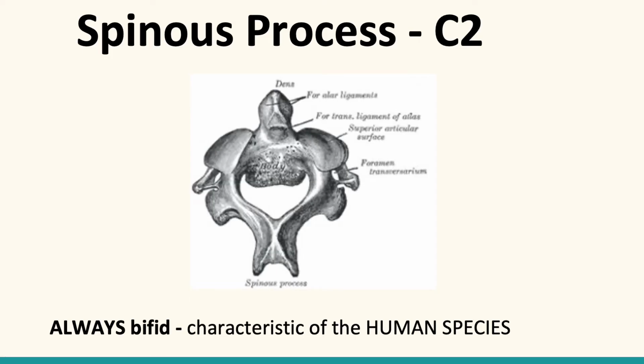Finally, the spinous process. The most important thing you need to know about that is that it is bifid, and that is characteristic of the human species. So a non-bifid C2 probably means you're not human.